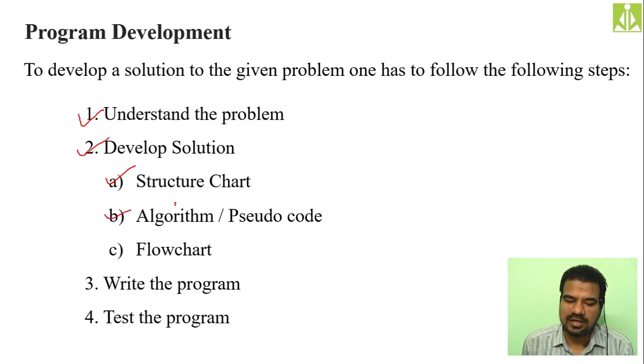These two are separate things, but they are closely related to each other. That's the reason I kept them under one point instead of taking four separate points. Because they are closely related, I kept algorithms and pseudocode inside one single point. So first they will go with structure charts, then algorithms and pseudocode, and then finally the flow chart.